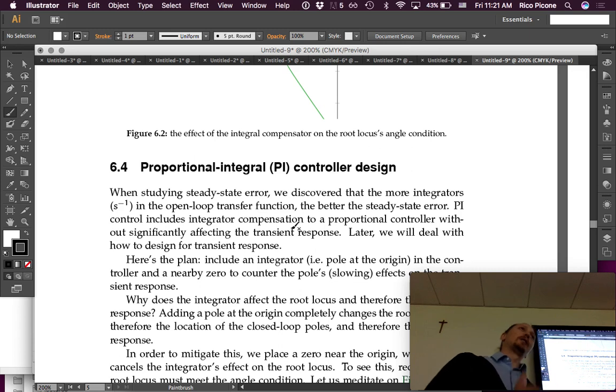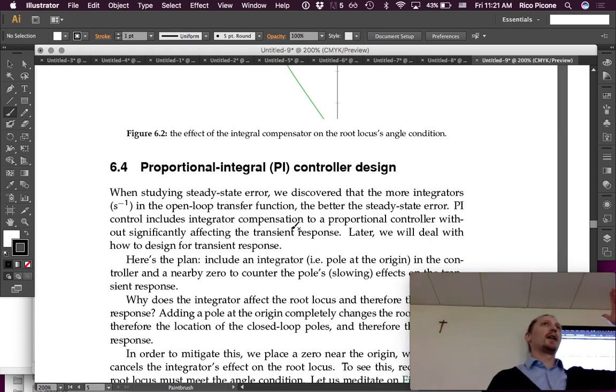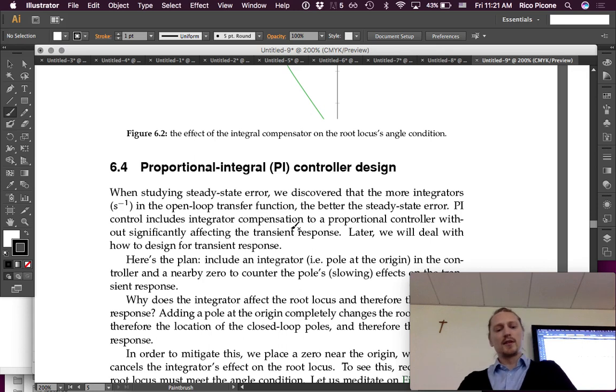Fewer integrators, worse steady-state error. It depends on what the command is too, right? If it's a step command, or if it's a ramp command or parabolic command. We went through those considerations. But at the end of the day, it was always more integrators, better steady state error, fewer integrators, worse steady state error. So what the PI controller does is it just plops an integrator into the forward path transfer function, into the open loop transfer function. Okay? Easy enough.